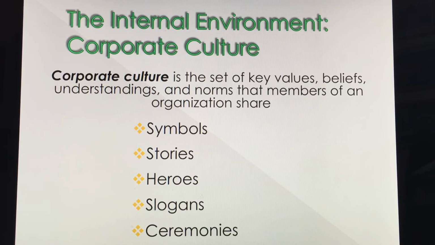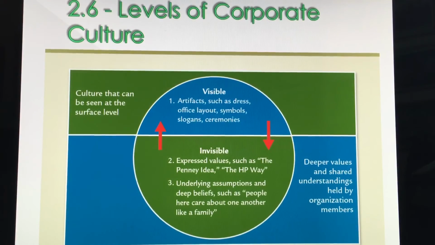The internal environment. This is the corporate culture. Every organization has its own culture, its own symbols, stories, heroes, slogans, and ceremonies that maintain the individuality of that company. Culture can be seen on the surface in how people dress, how the office is laid out, and what the symbols of power, slogans, and ceremonies are. Invisible values, such as the Penney Way, the HP Way, and the Johnson & Johnson Credo, express the underlying assumptions and deep beliefs of an organization and how it treats its people.